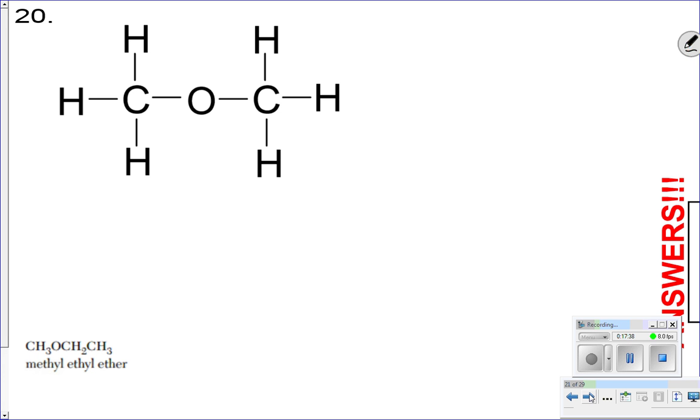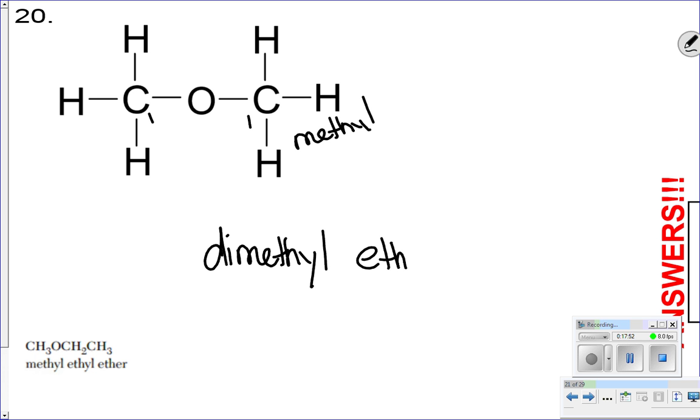This is another example of an ether drawn out for you. We have 1 carbon here, 1 carbon here. So we would call those both methyls. So this is going to be called dimethyl. We don't have to say methyl-methyl. And then ether because of that single bonded O in the middle of the carbon chain.